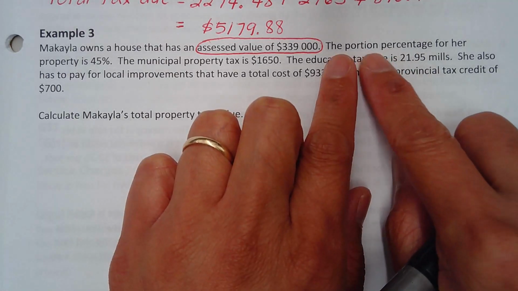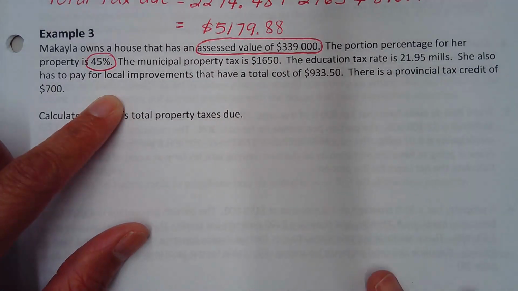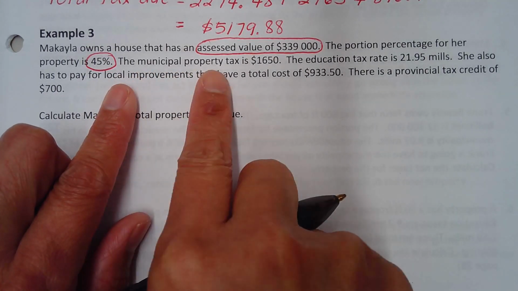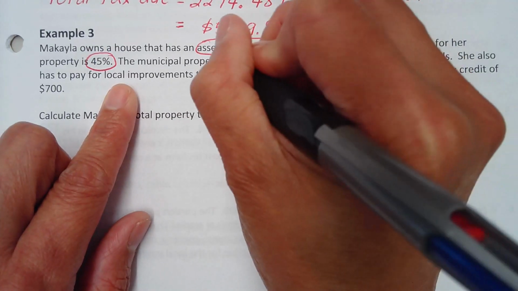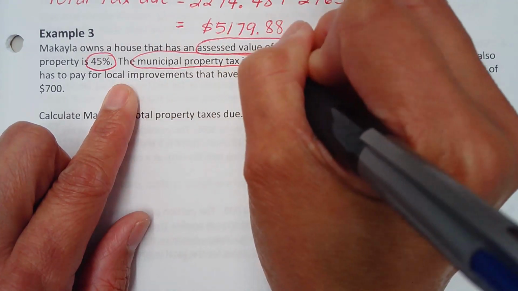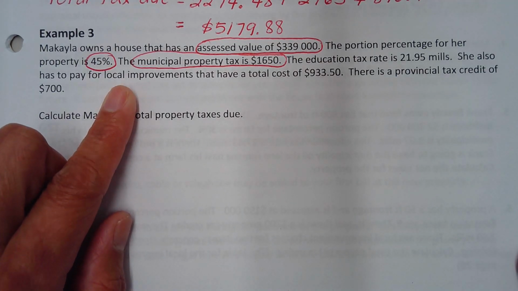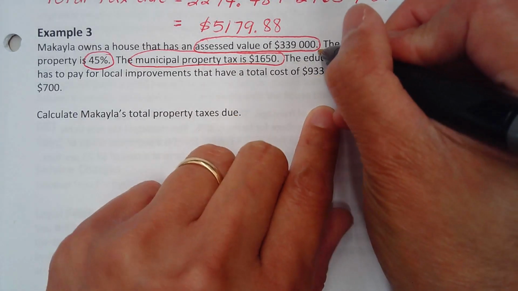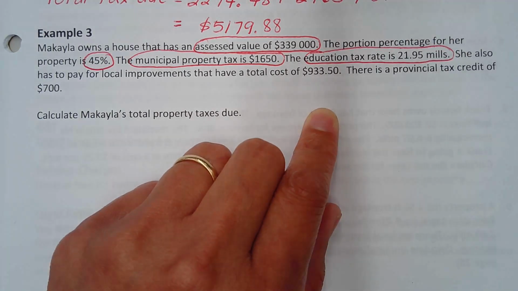It says here the portion percentage for her property is 45%. So that's what I'm looking for, 45%. Oh, this is interesting. Municipal property tax is $16.50. We don't have to do anything about that because that's just the amount. Education tax is 21.95 mils. This one we gotta do a little bit of work because it's in mils.